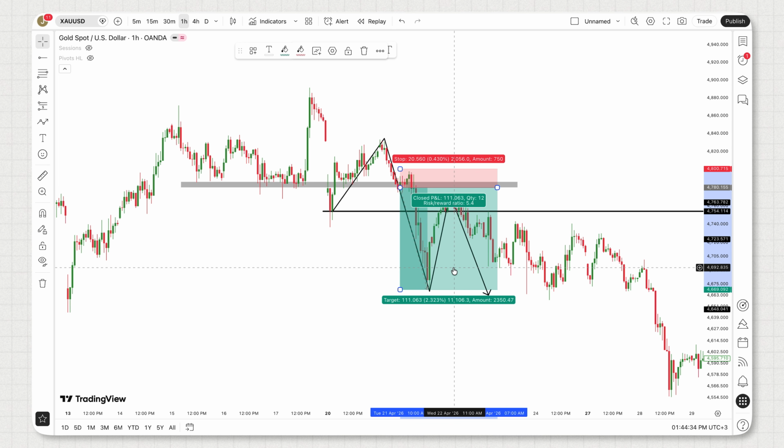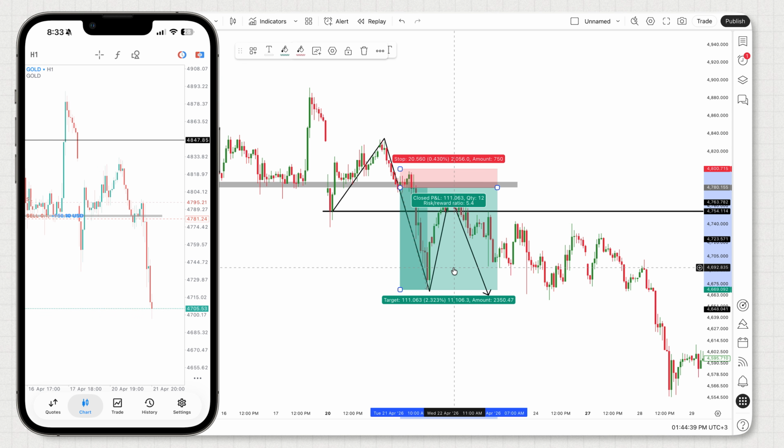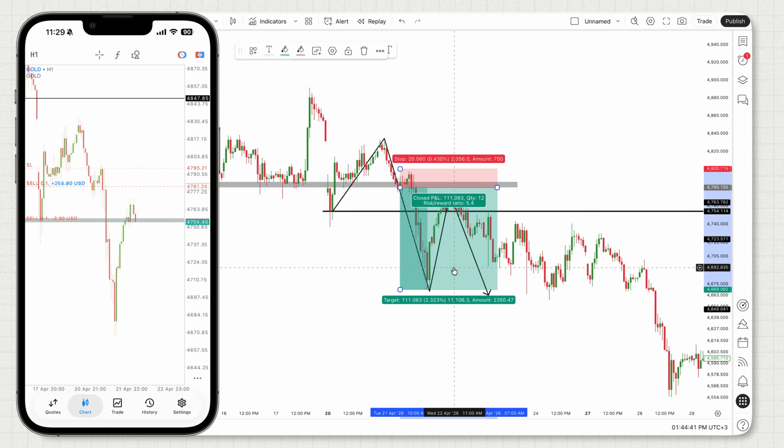And just to show you guys the proof, these are screenshots of the trades that I took. This is the same setup as you can see on my chart. This is my MT5. This is the same setup, the same entries, and the same exit.